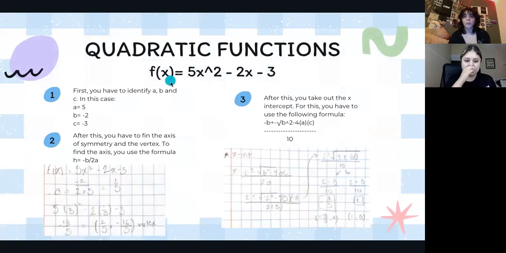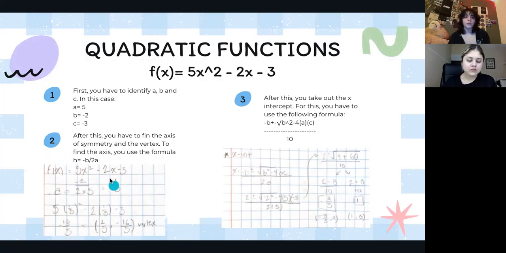Now for the problem of quadratic functions, this is the function. First you have to identify a, b, and c. In this case, 5 is a, -2 is b, and -3 is c. After you find this, you have to find the axis of symmetry, and you have to use the formula h equals -b divided by 2a.